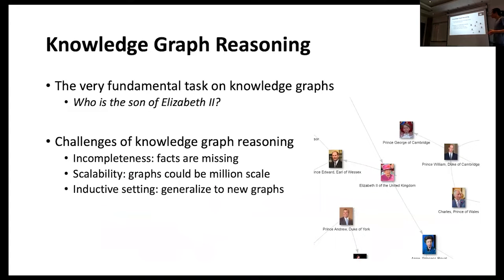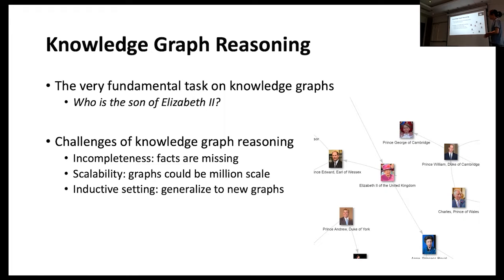What I'm doing is knowledge graph reasoning, which is a very fundamental task on knowledge graphs. For example, a simple case of knowledge graph reasoning is asking who is the son of Queen Elizabeth II. We look at the family tree of the British royal family and find the answers: Prince Edward, Prince Andrew, Prince Charles. This kind of reasoning task is really challenging, mainly because of three aspects.